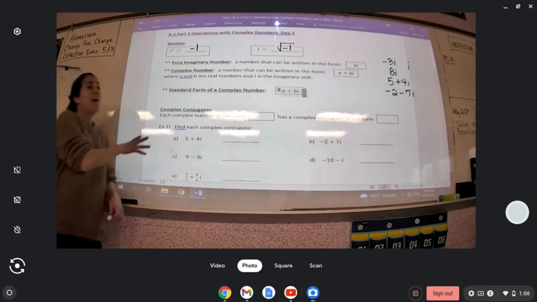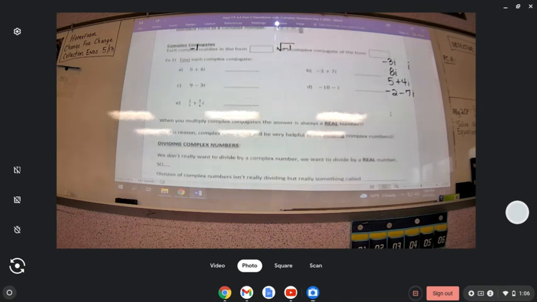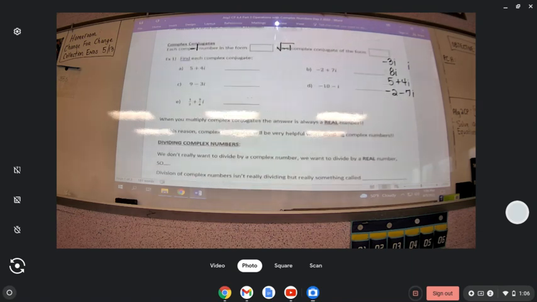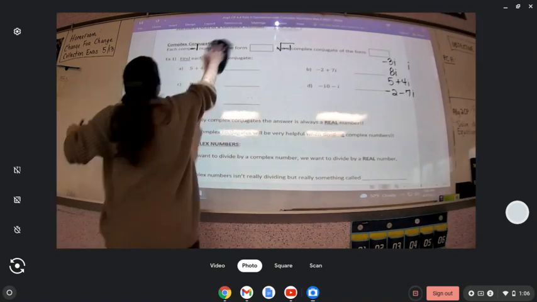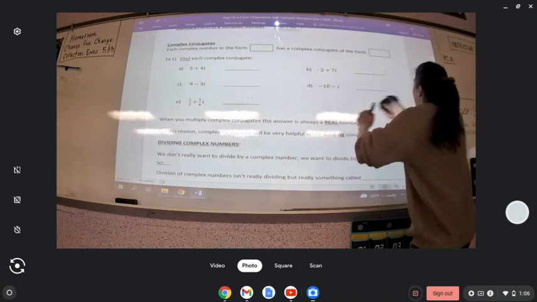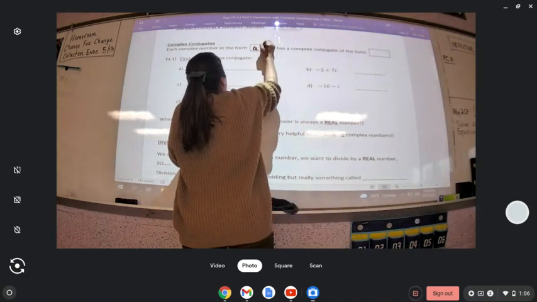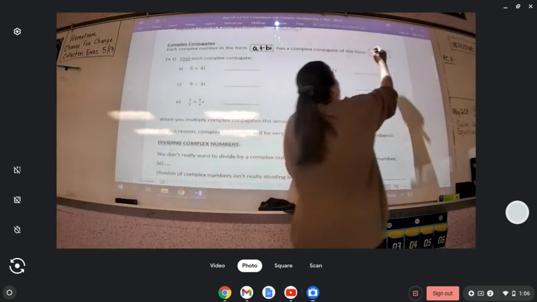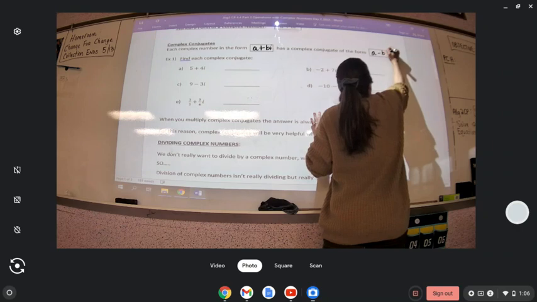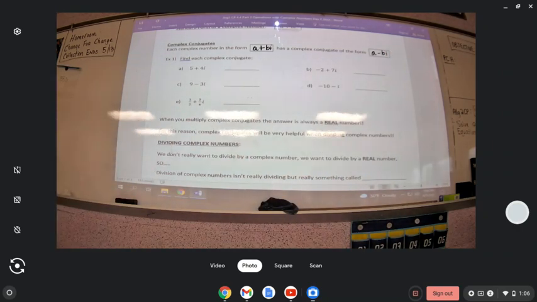Okay, we're going to have to work with conjugates today. In order to work with the division, we have to be able to create and find a conjugate. It's super easy. If you're going to create a conjugate, you just have to change the middle sign. So if you have a complex number in the form a plus bi, his conjugate will be the number a minus bi. You just have to change the middle sign to the opposite to create a conjugate.